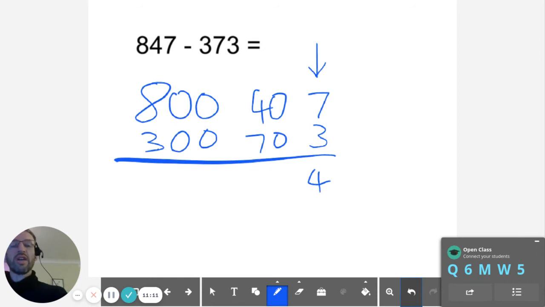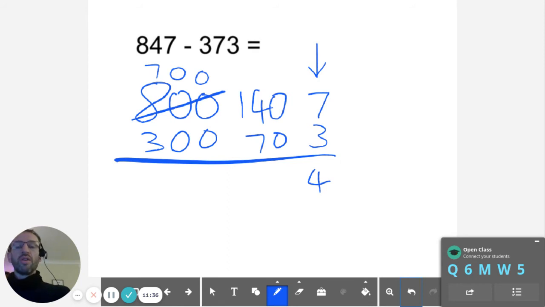I cannot take 70 away from 40. 40 is not enough. So decomposition, I decompose the 800. Some people say borrowing or taking from here. Whatever it is, make sure you do it. So I'm going to be left with 700 because I want 100 over here. If I put 100 over here, it's going to not be 40, it's going to be 140.